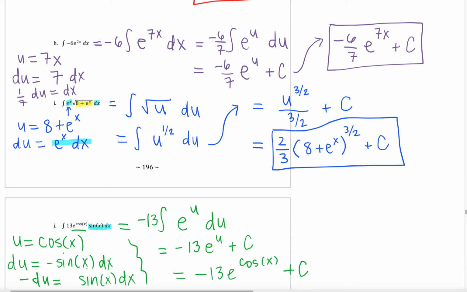plus that constant term. So although the original problem looked really messy because I had both a cosine and a sine, that sine was there so that it is part of our du when we do that u substitution from here.